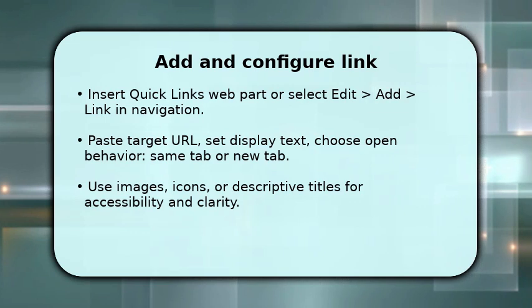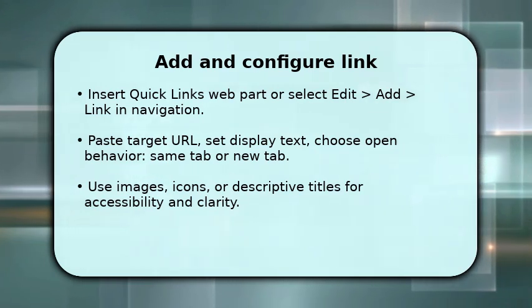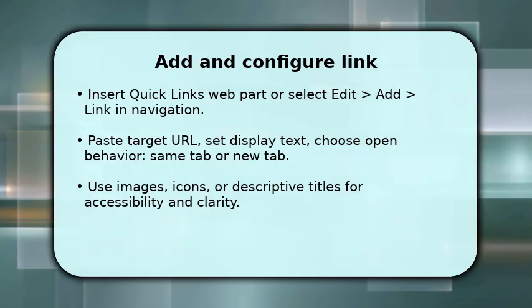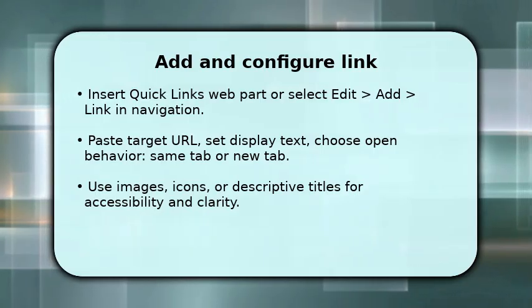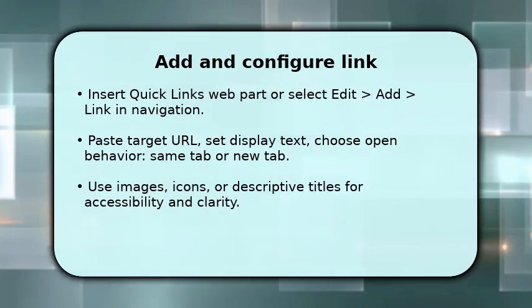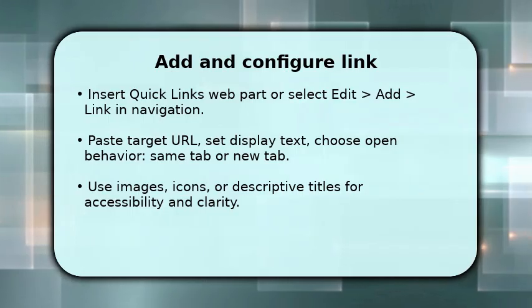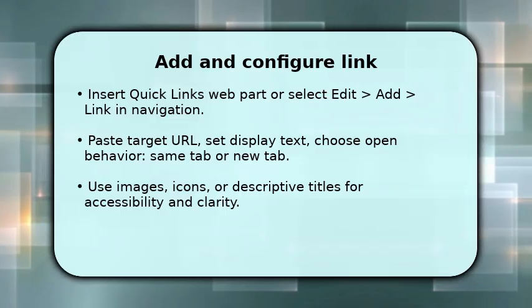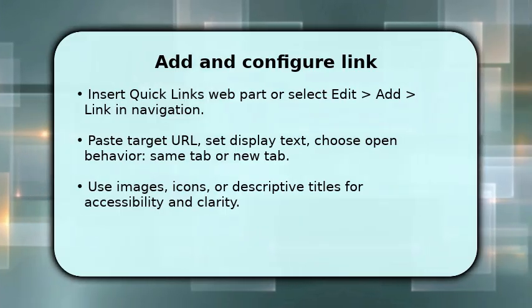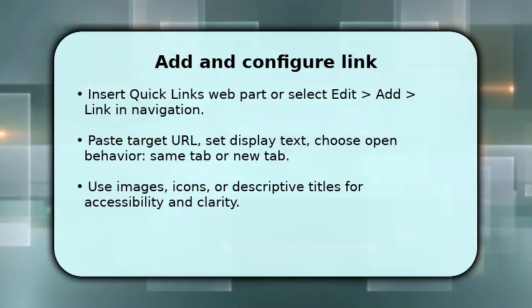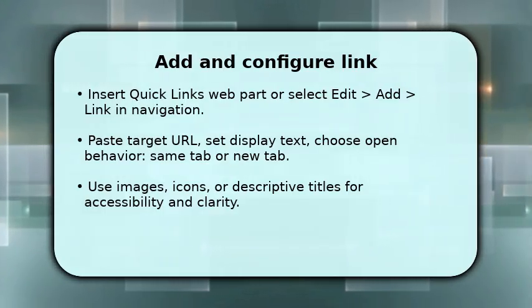With editing enabled, add your chosen component. For quick links, click plus, add a link, paste the URL, and enter a clear display name. For navigation, choose new link and paste the address. Make deliberate choices about opening behavior: new tab for external content, same tab for internal pages, and set the icon or image to improve discoverability. Once configured, use the reorder handles to place the link where users expect it, and preview the page to verify label, destination, and visual appearance before saving.